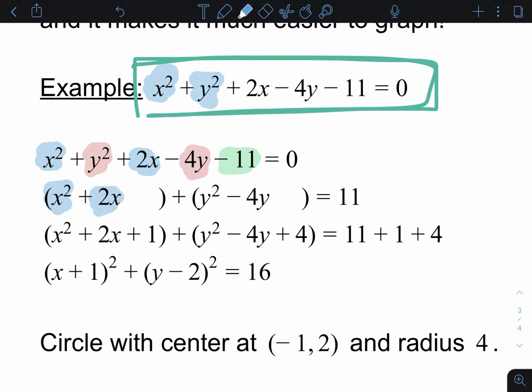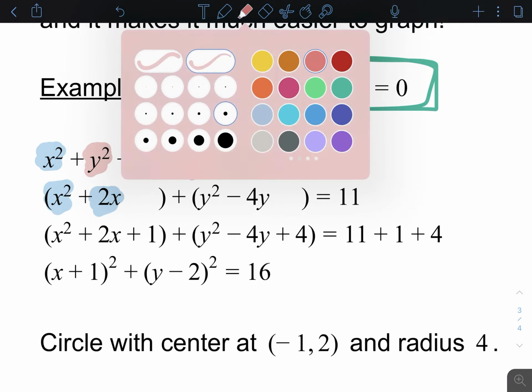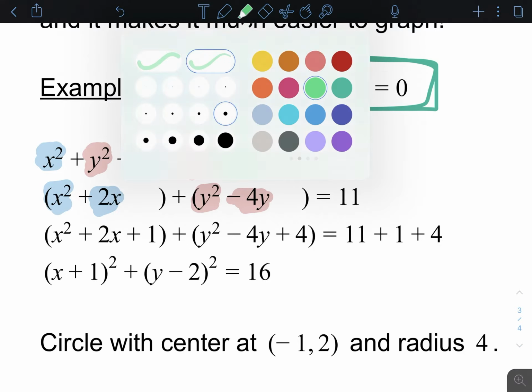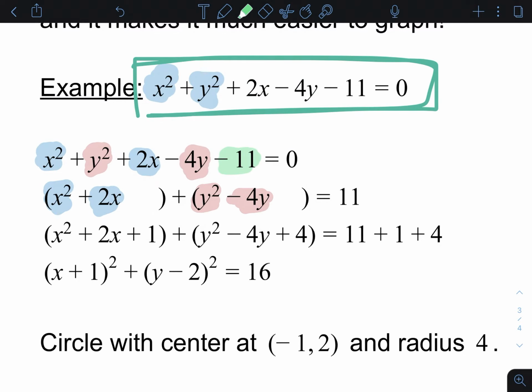There's my two x's that I had highlighted in blue. And then here are my two y's that I had highlighted in blue. I put those together. And then anything that is not an x or a y term, so in this case that negative 11, I have to move to the other side. So to get negative 11 to the other side, I had to add it. So it became a positive 11 on the right side.